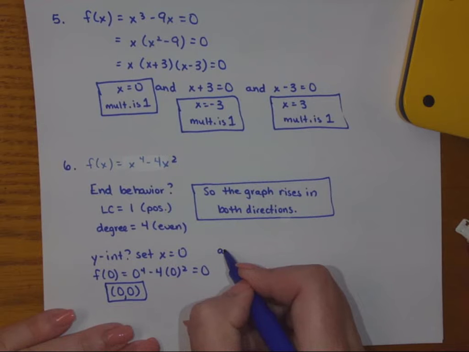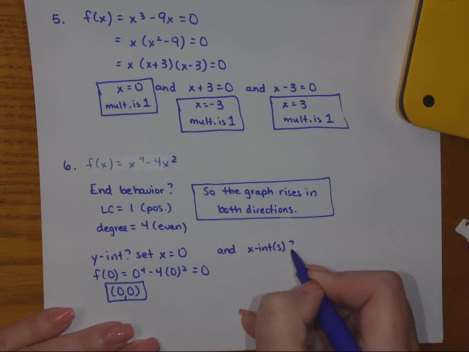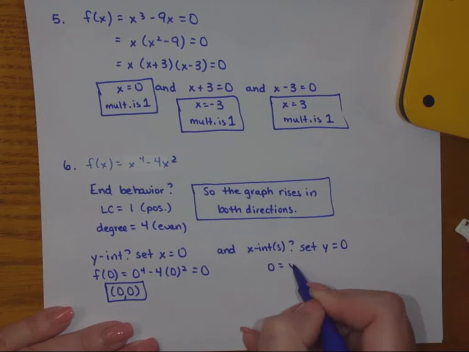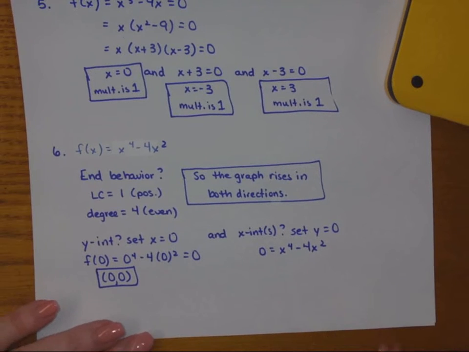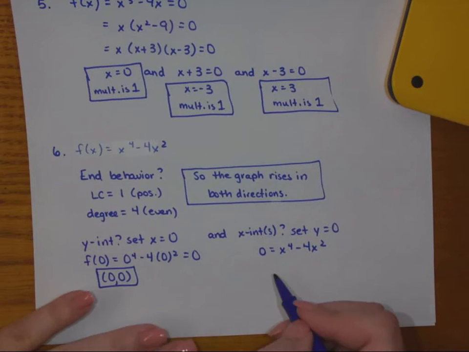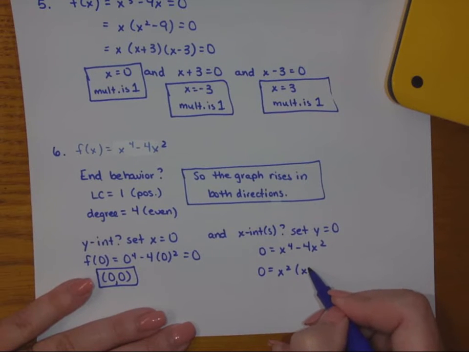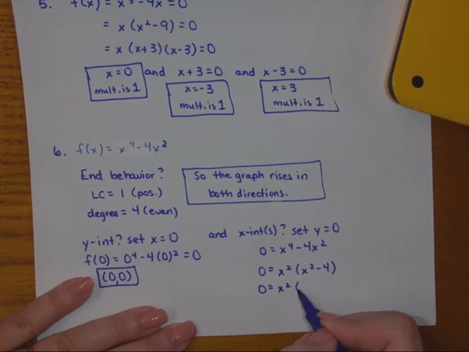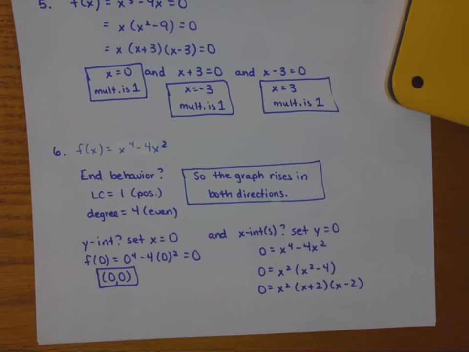For the x-intercepts, remember we would set y equal to 0, so we would say 0 equals x to the 4th minus 4x squared. Kind of like the previous 2 problems where we just focused on the x-intercept, see if you can factor anything that they have in common. They have an x squared, and then you're left with x squared minus 4. But then this factors into x plus 2, x minus 2 because it's a difference of squares.